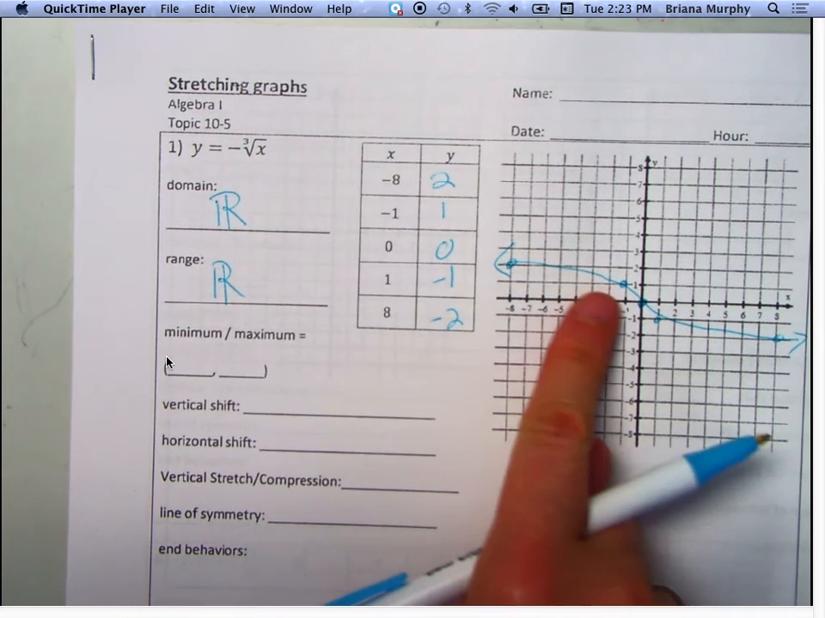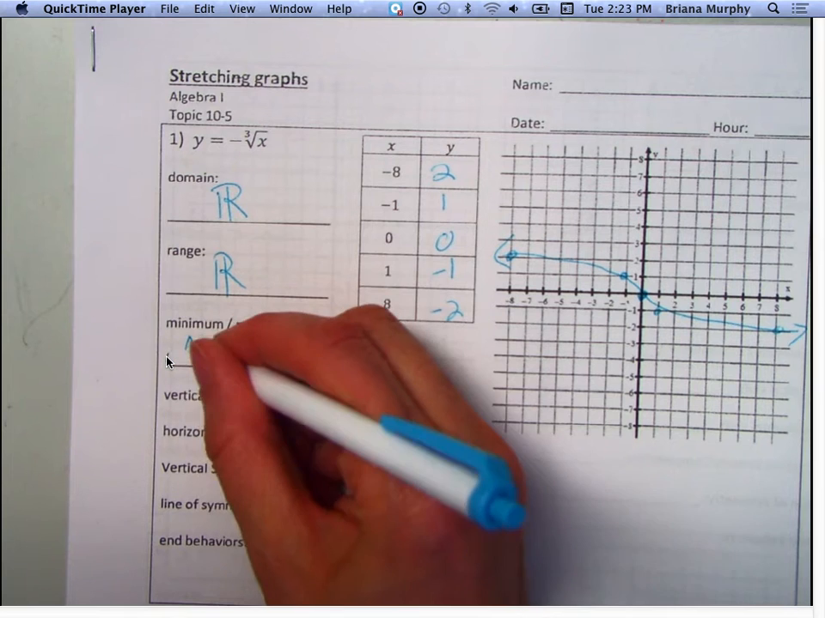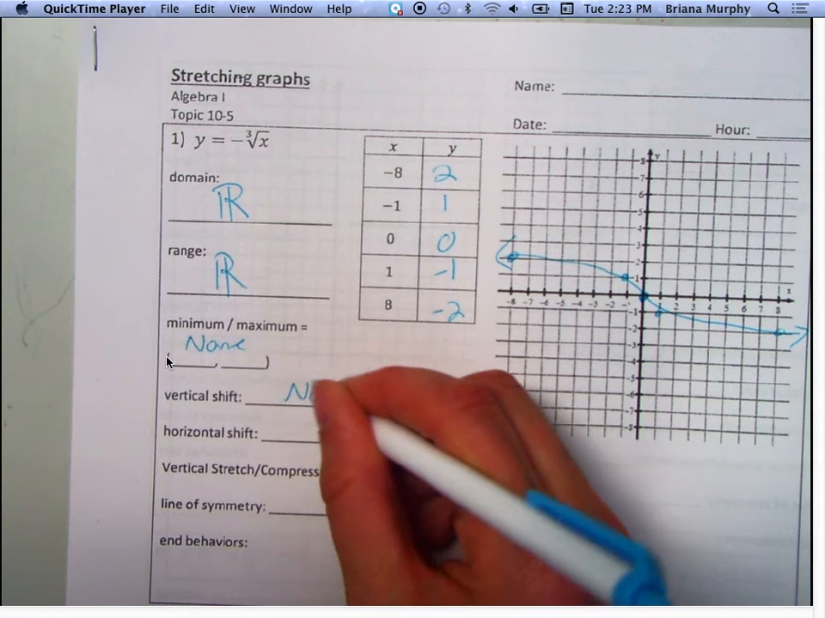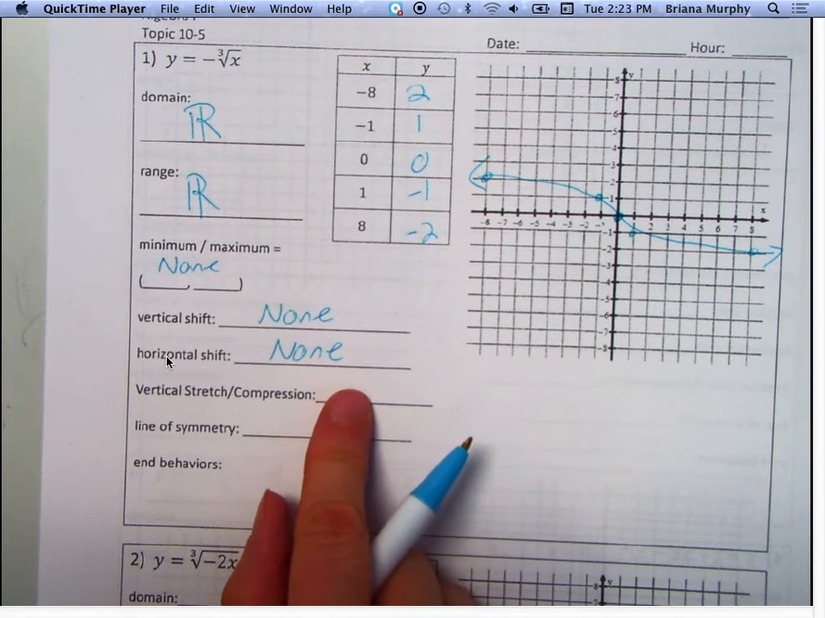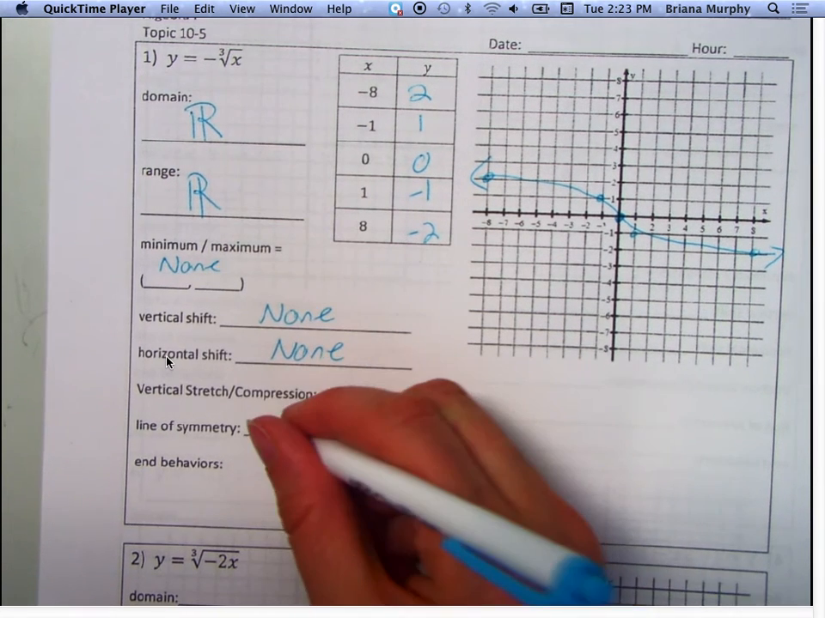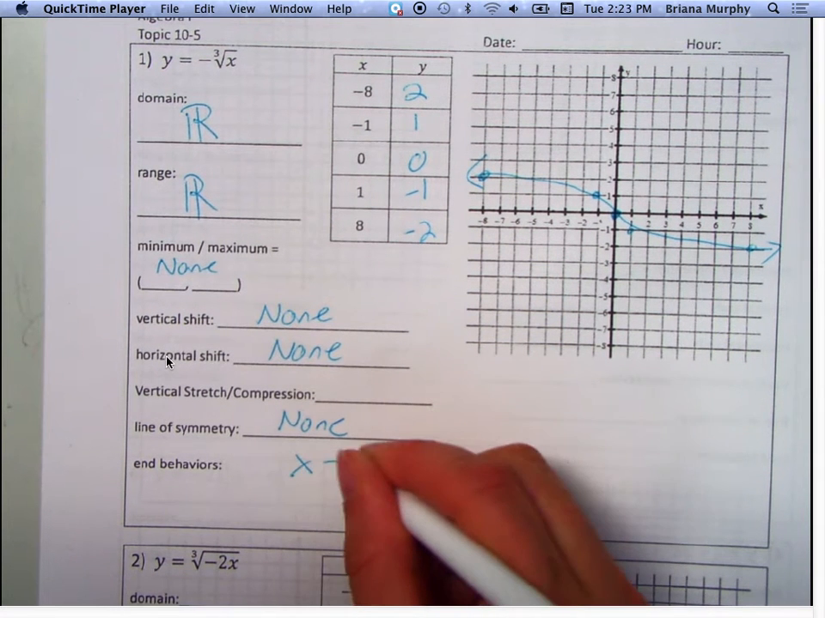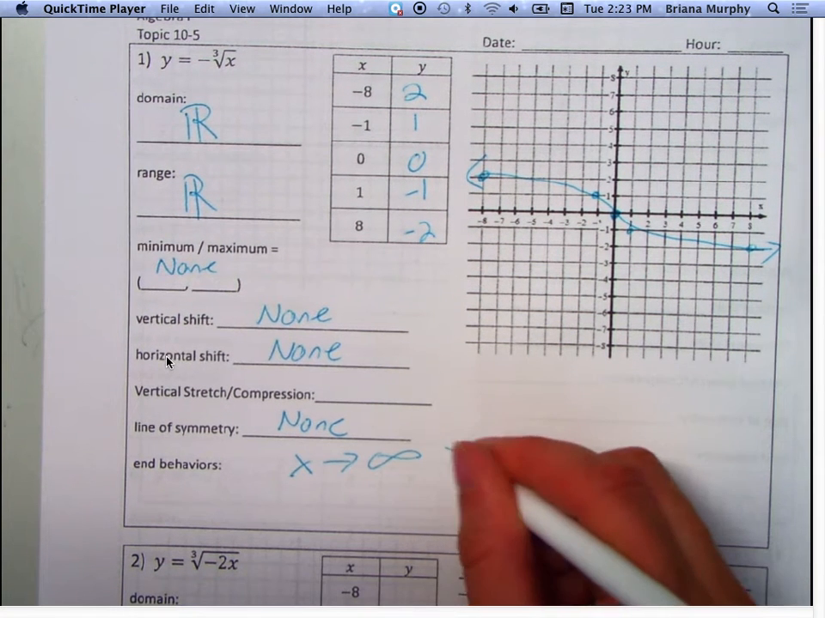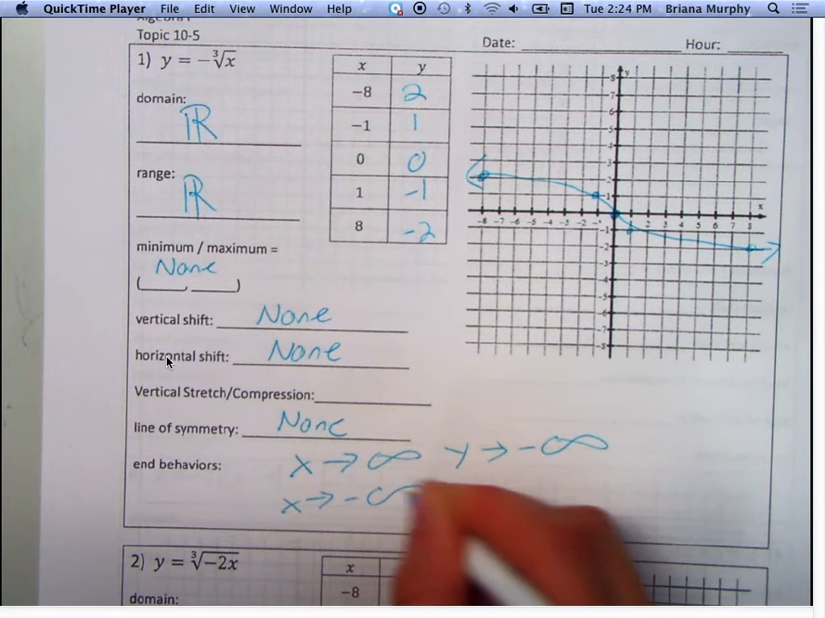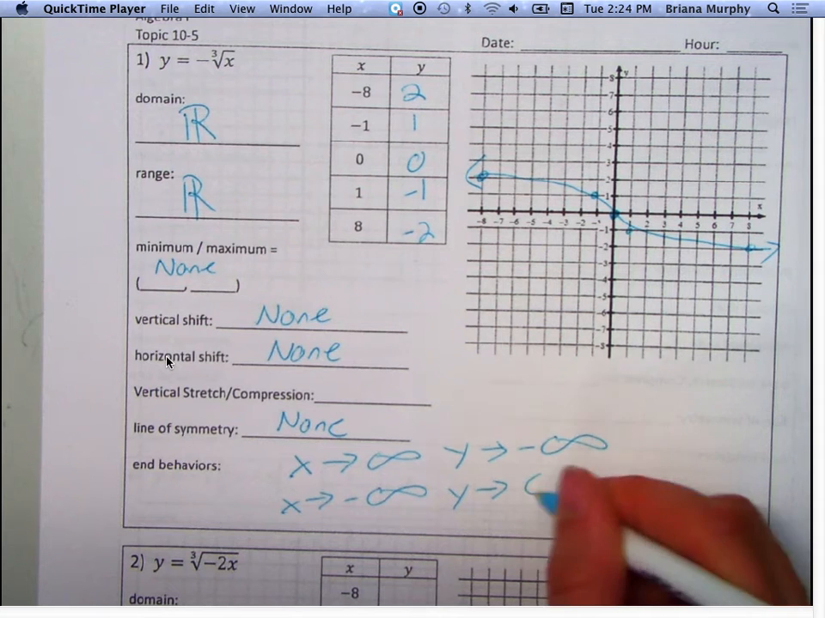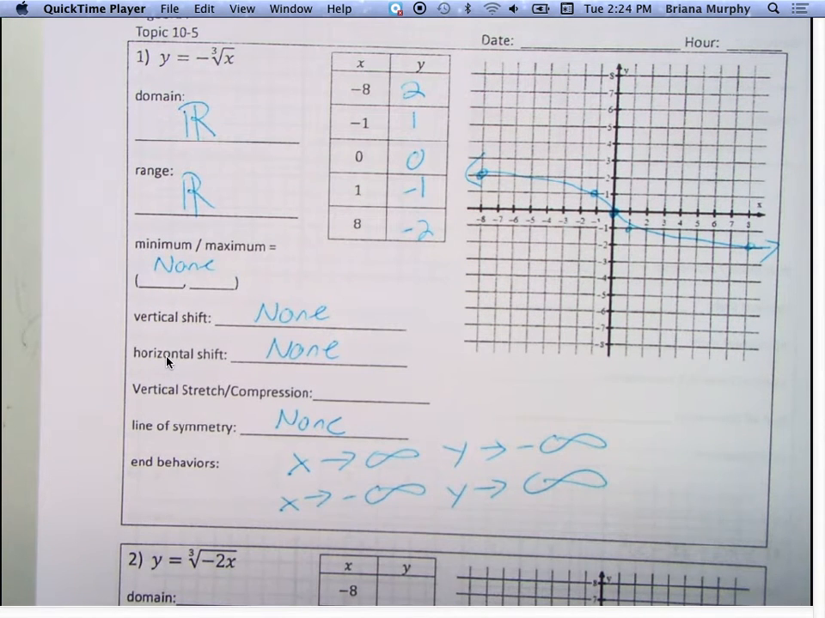It's going to keep going up a little bit, keep going down a little bit, and continue on forever. It doesn't have a minimum. It didn't vertically shift. It didn't horizontally shift. I'm going to skip stretch and compression real quick. My line of symmetry, it doesn't have any. It's not symmetrical. But as x approaches infinity, what is y approaching? Good. As x is approaching -infinity, what is y approaching? Infinity.